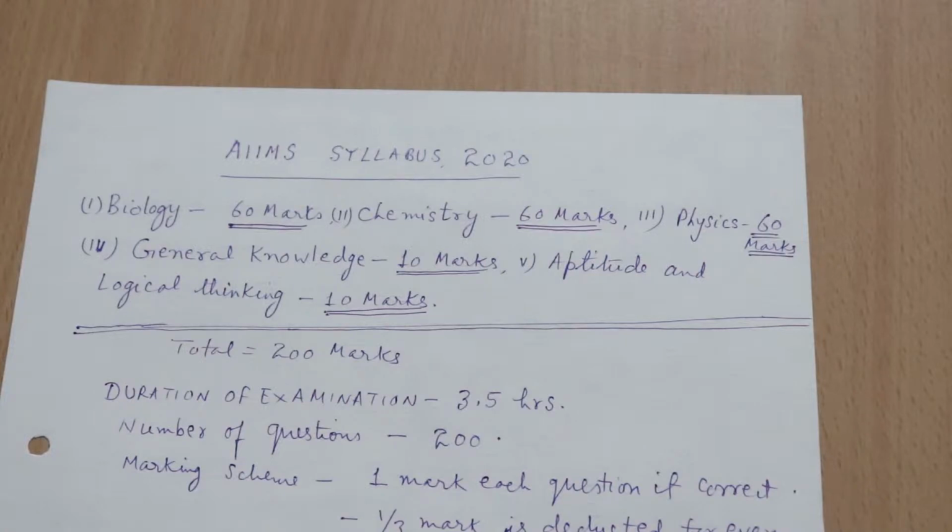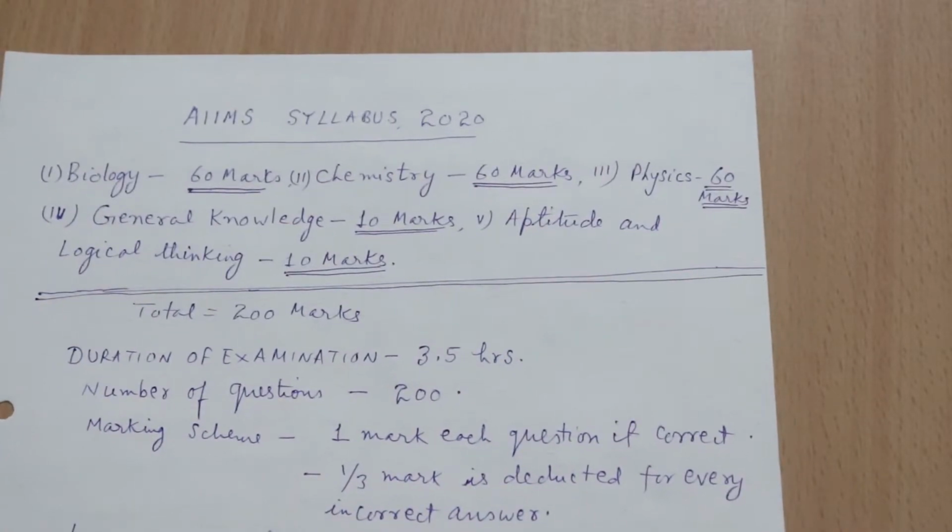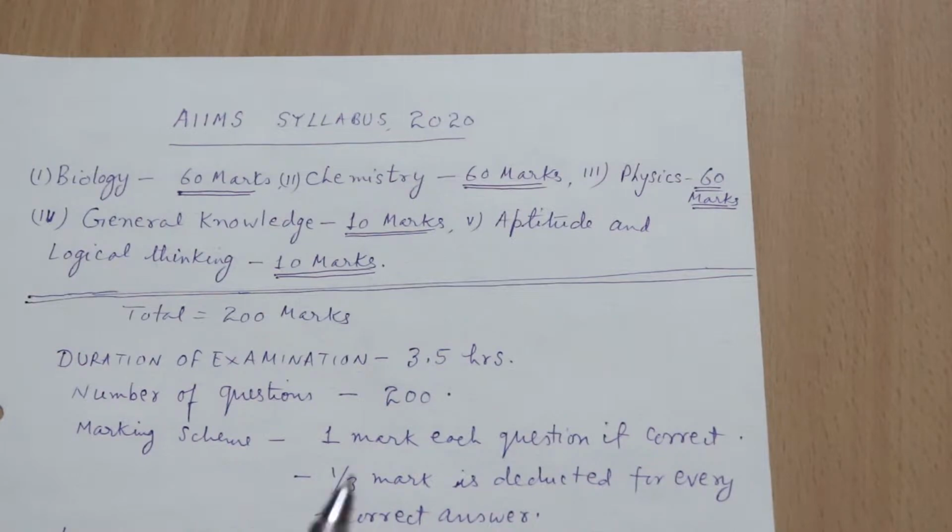And now let's go to the marking scheme. This is very important for students appearing the AIIMS exam. You see, marking scheme, each correct answer will carry 1 mark. And there will be deduction of 1/3 marks for every incorrect answer. And languages of exam will be English and Hindi both. It's an option to you. You can read in English and answer, and in Hindi also you can read and answer there.